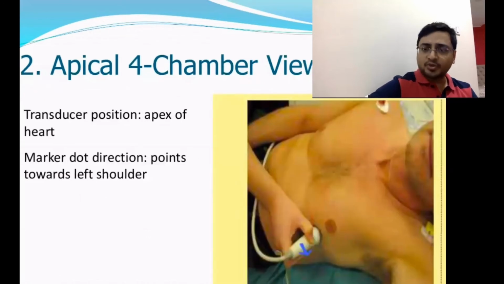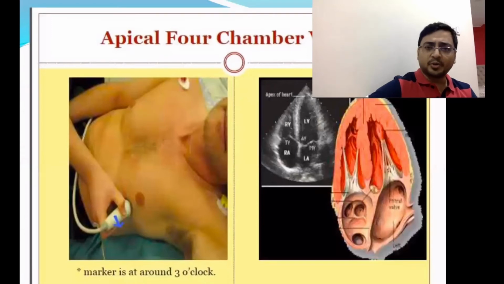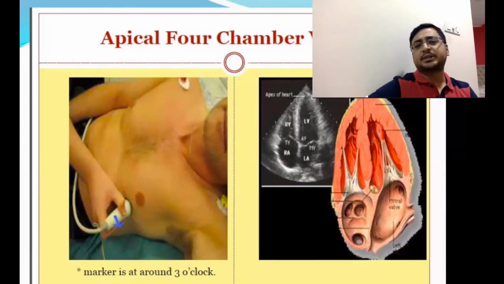Coming to the apical four chamber view, this is how we place the transducer in the apical portion. You can see the pointer position is downwards, so that we can see the heart. And this is how the apical four chamber looks. On the left side it is LA and LV, on the right side it is RA and RV. We can see the septum as well as any valvular regurgitation or stenosis and the overall movements of the heart. So this is one of the most important positions, the apical four chamber view.